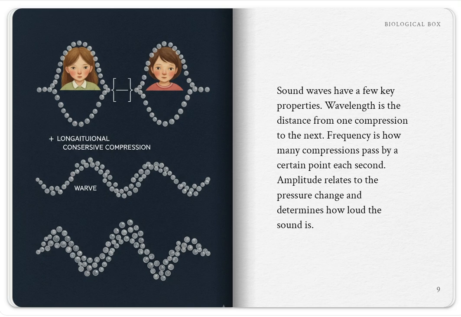Sound waves have a few key properties. Wavelength is the distance from one compression to the next. Frequency is how many compressions pass by a certain point each second. Amplitude relates to the pressure change and determines how loud the sound is.